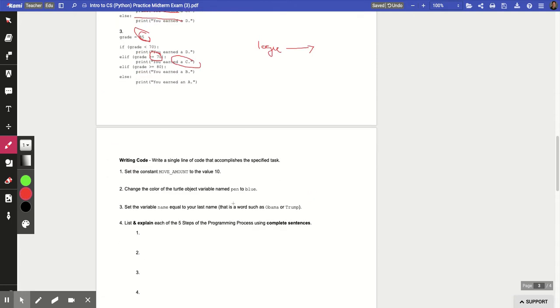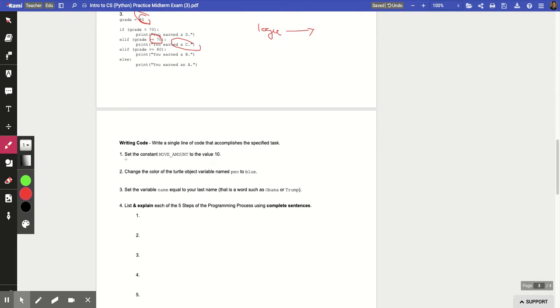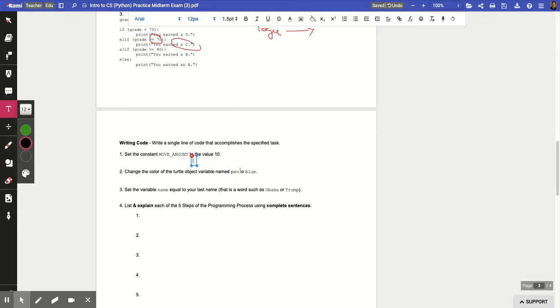I'm almost finished with this. Right here, set move amount. If move amount is a constant, then you would type move amount like this, and you would set it equal to 10. Do not type it the other way around. Do not say 10 equals move amount. That would not work in any computer language I've ever studied. You can't type it that way. That's backwards. It's got to be the variable name or the constant on the left of the equals and then the number on the right.